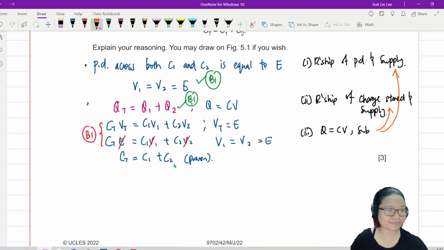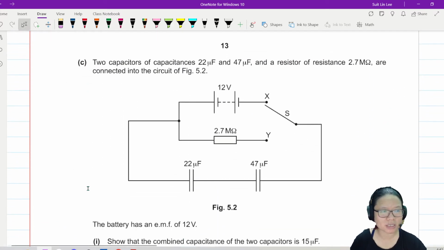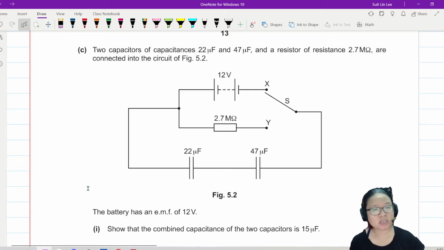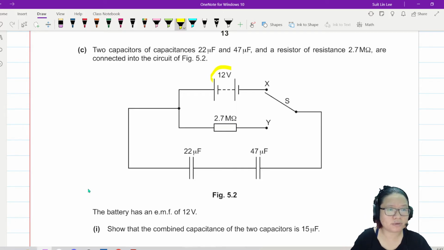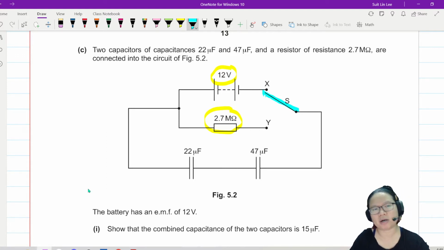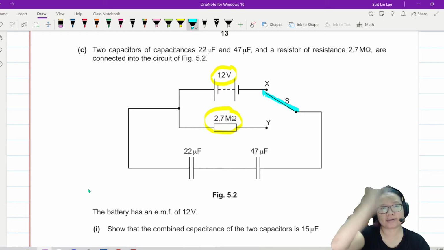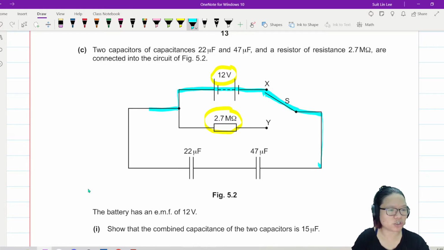All right, moving on to the meat of the question, part C. So part C here, we have a pretty interesting circuit because we have a 12-volt power supply, but we also have a 2.7 mega ohm resistor. And I have a switch here that I can flip between X and Y. I can adjust that, right? So if I connect the switch S to X, I'm connecting the capacitor to the power supply and I'm charging the capacitor.